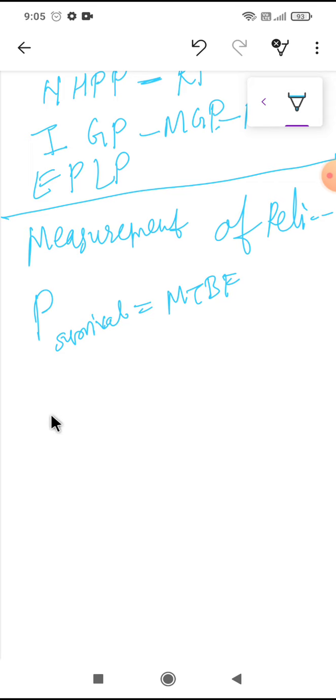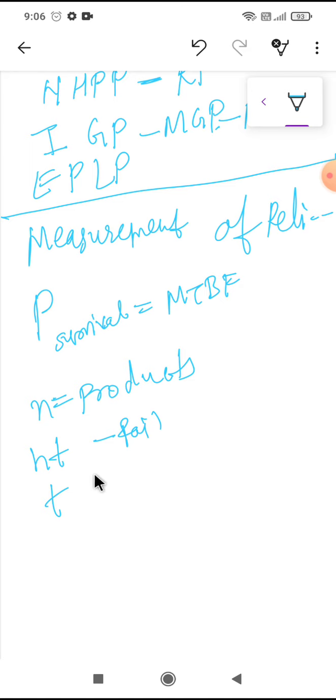Suppose n products are taken at random from a large group, and nt of them fail, ending their life during the time period t. Then the probability of failure during the period t, that is pt, is equal to nt divided by n. So this is the probability of failure.